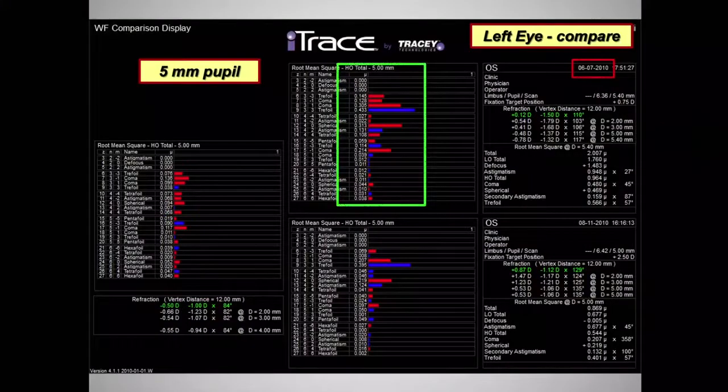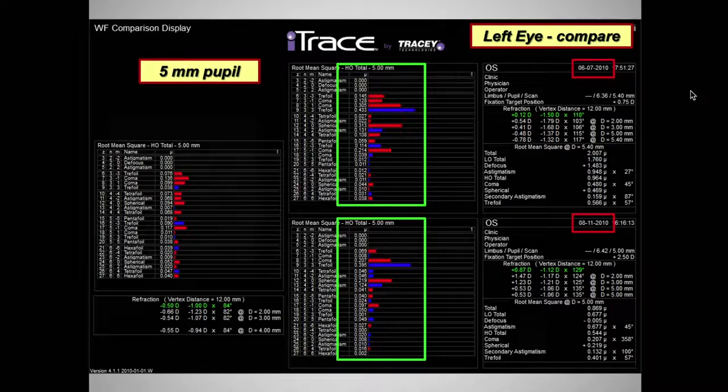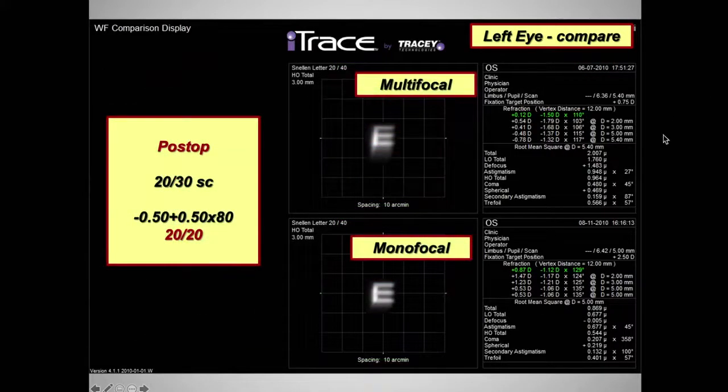So I told her that I thought that, unfortunately, with her cornea, the multifocal wasn't a match. And I went ahead and exchanged the lens. It's an older case, but this is her total aberrations, total now, before and after the explant. And there are still some aberrations, but you can see that with the monofocal, it was better. And the aberrations are a combination of a large pupil and her cornea.